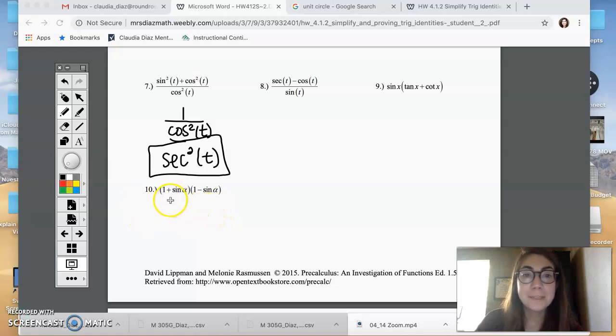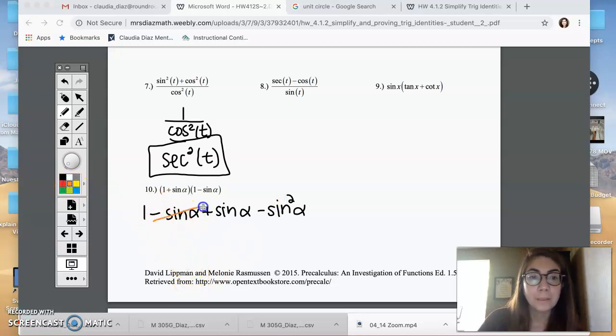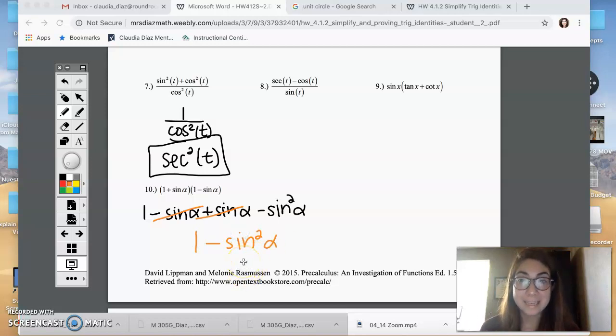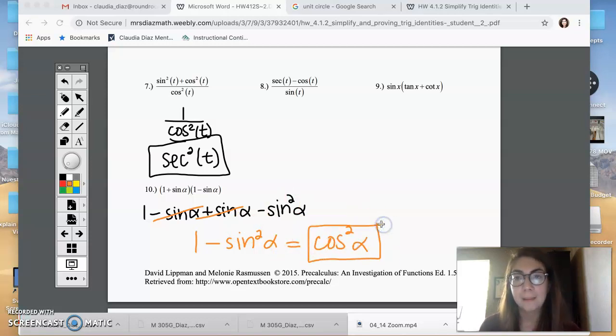Okay. Number 10, I would say anytime you see these parentheses, your thoughts should go straight to foiling. So FOIL: 1 times 1, that's 1. 1 times negative sine of alpha is negative sine of alpha. Sine of alpha times 1 is positive sine of alpha. And sine alpha times negative sine of alpha is negative sine squared alpha. Notice the inside pieces will cancel. You're left with 1 minus sine squared of alpha, and that was the identity from above, which is cosine squared alpha. There you have it.